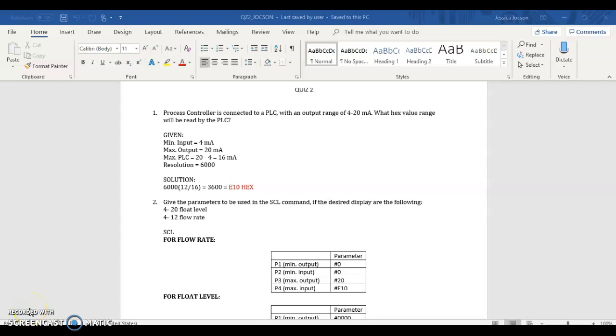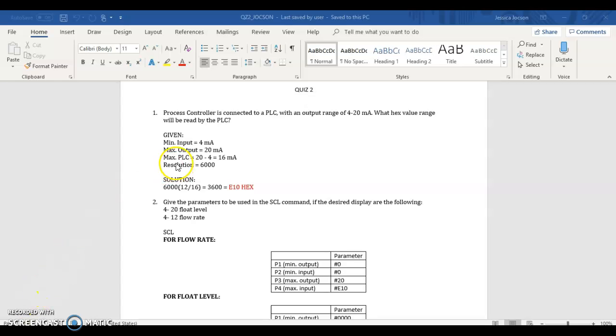Today, we're going to simulate the process controller. The problem is the process controller is connected to a PLC with an output range of 4 to 20 milliamperes. What hex value range will be read by the PLC?